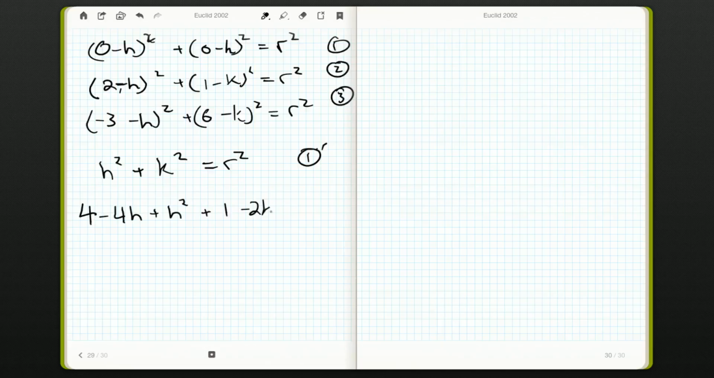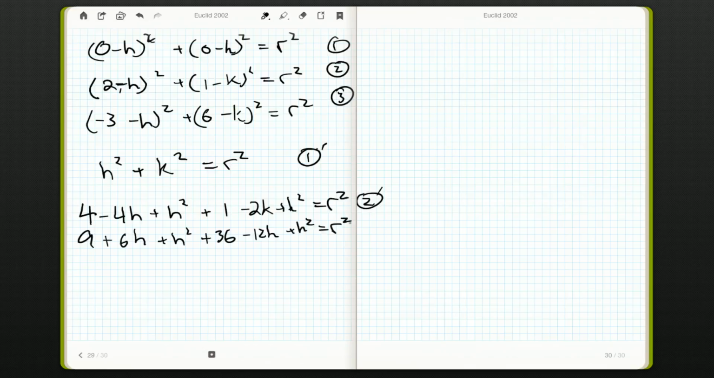1 minus 2k plus k squared is equal to r squared. I'll call that 2 prime. And then on the last one here, we'll expand out 3. 9, I guess it'll be plus 6h plus h squared plus 36 minus 12k plus k squared is equal to r squared. And we'll call that 3 prime.